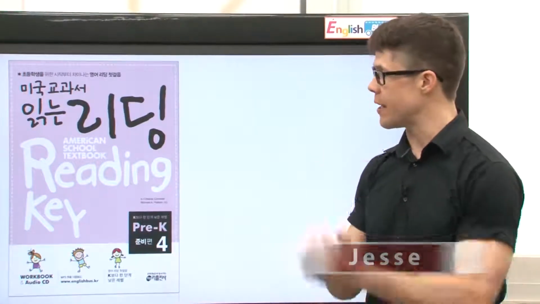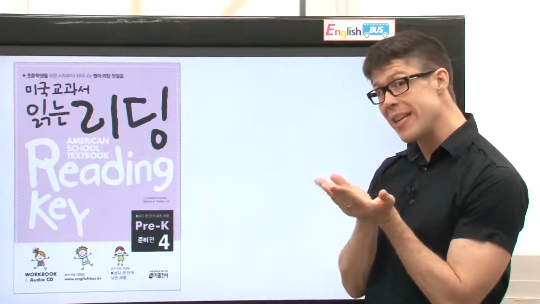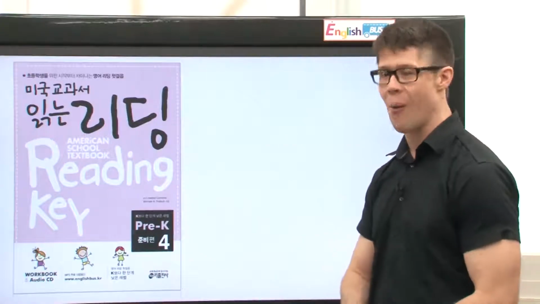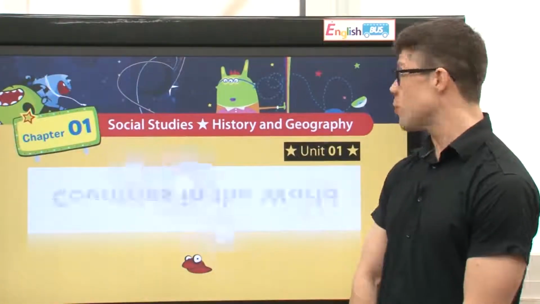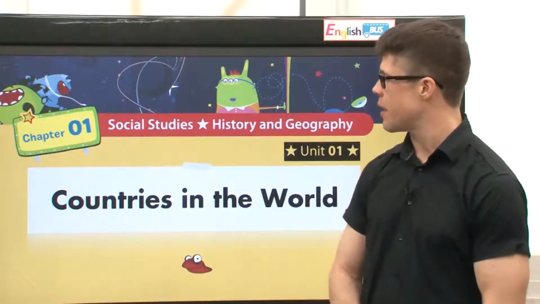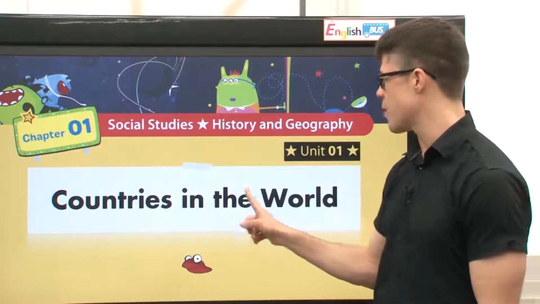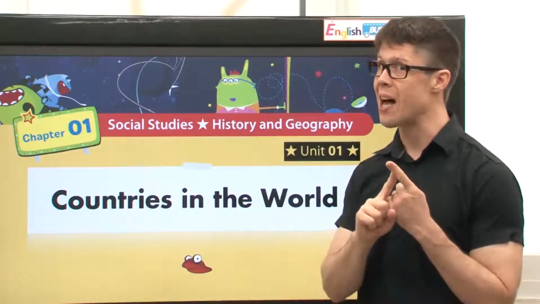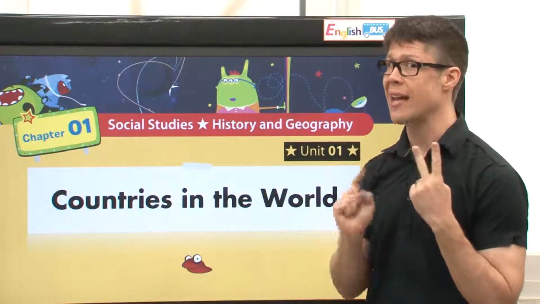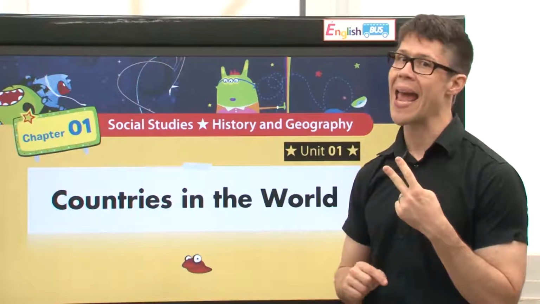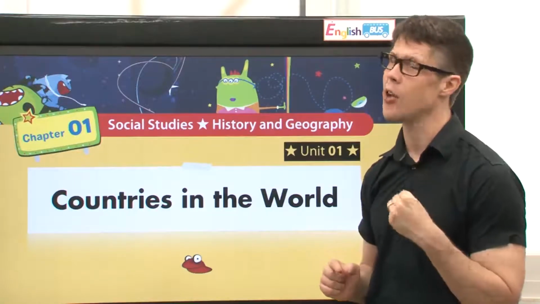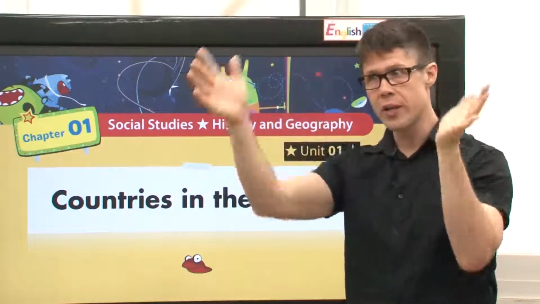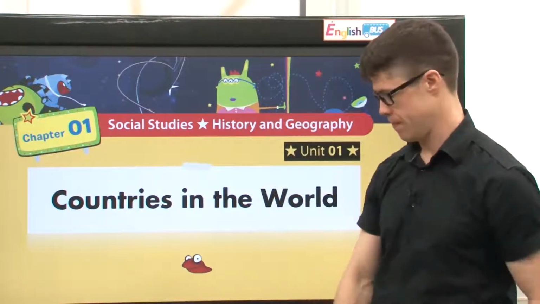Today we will study American School Textbook Reading Key PreK4. Wow! Today for Unit 1 we will study countries in the world. Do you remember countries? Korea is a country, China is a country, and USA is a country. And the world is where we live.